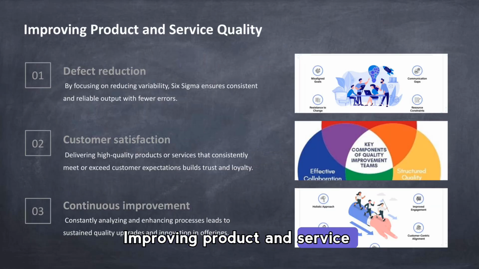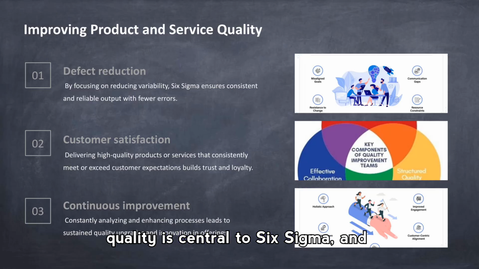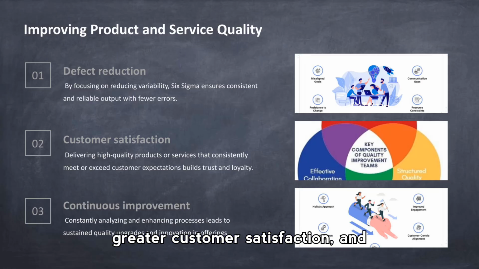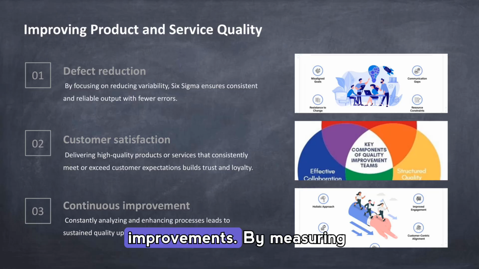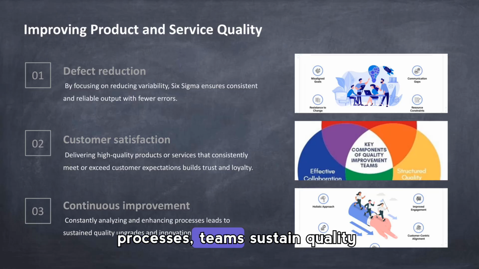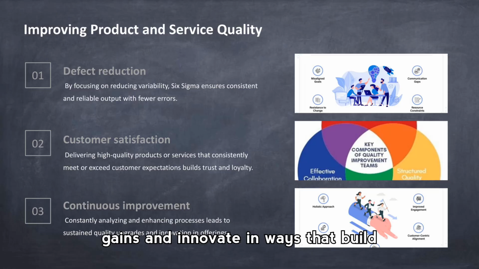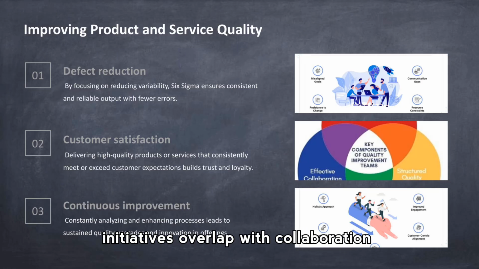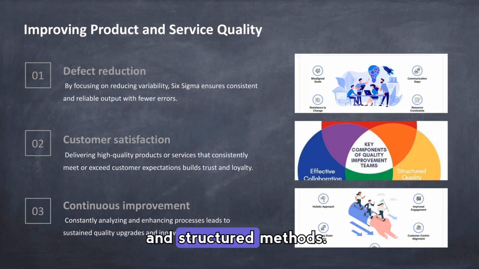Improving product and service quality is central to Six Sigma, and it happens through defect reduction, greater customer satisfaction, and continuous incremental improvements. By measuring performance and iterating on processes, teams sustain quality gains and innovate in ways that build trust with customers. The graphics on this slide show how quality initiatives overlap with collaboration and structured methods.